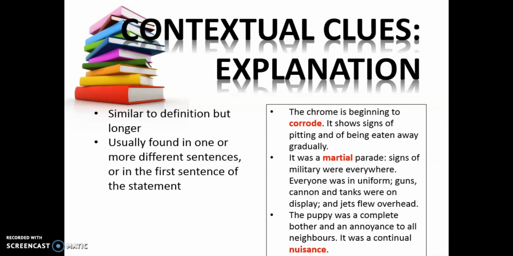The third example given. The puppy was a complete bother and annoyance to all neighbors. It was a continual nuisance. Here, the author has provided you with explanation what is the meaning of nuisance. The puppy itself brings discomfort. The puppy itself is annoying, causing inconvenience, obnoxious to the neighbors.